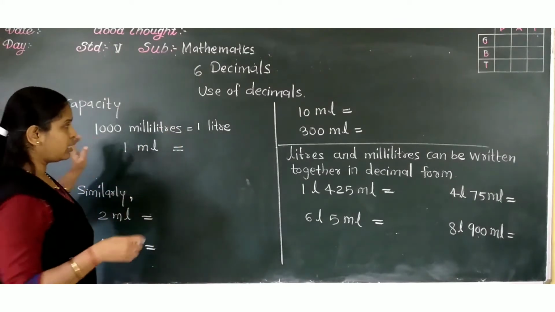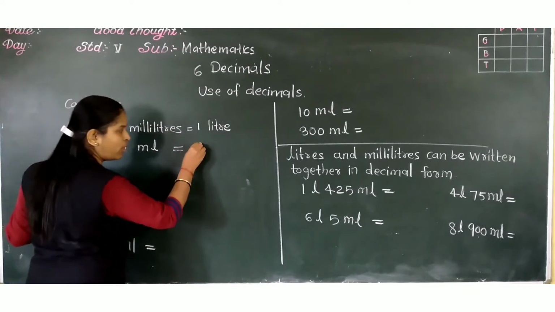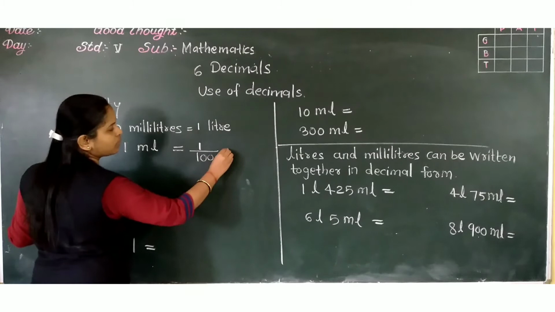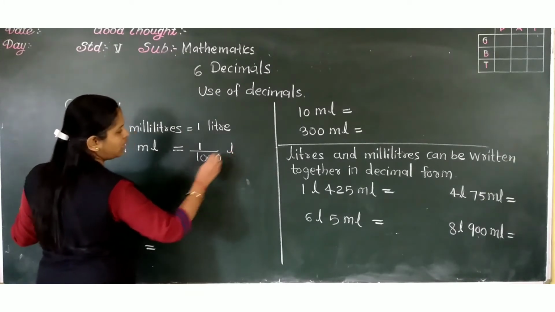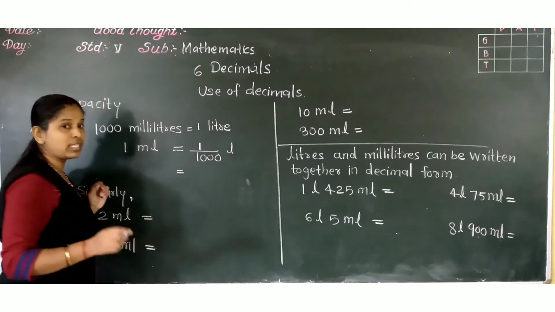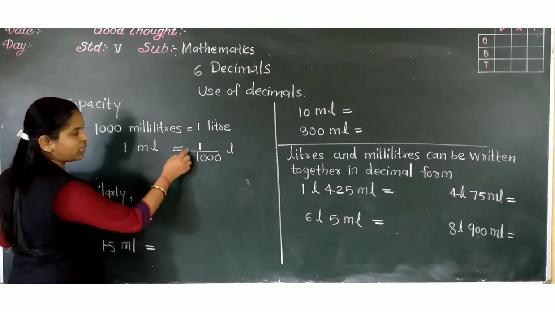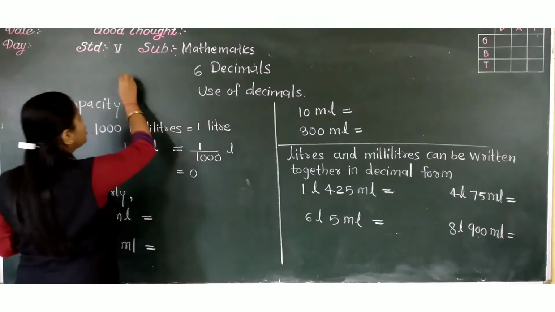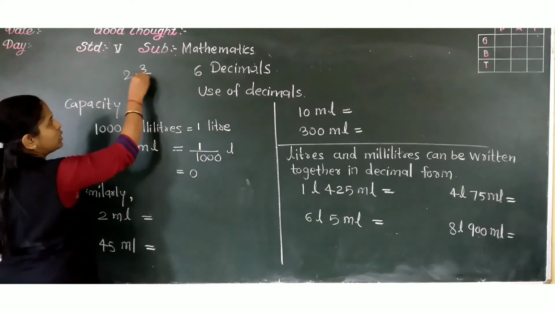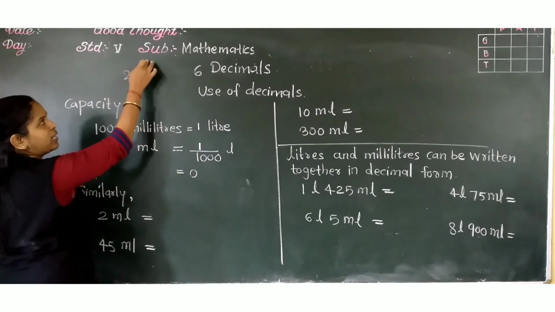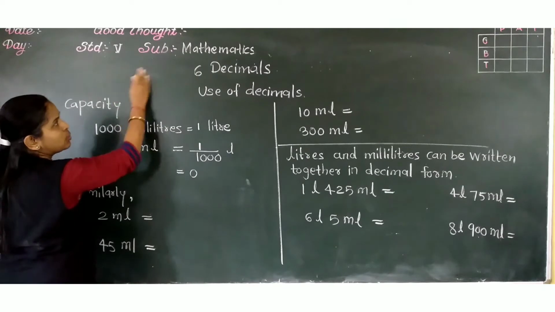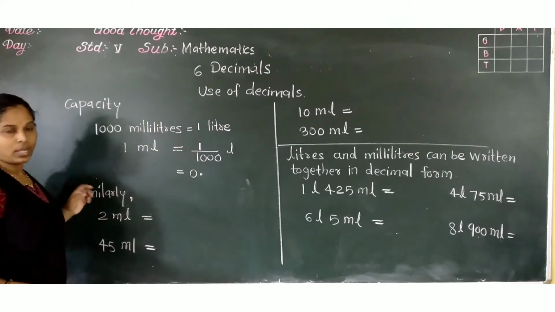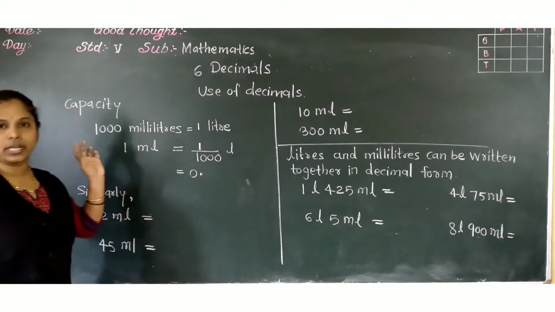So 1 ml is equal to how many liters? So what do we have to do? Divide 1 by 1000 liter, that is L. And how to write in decimal form? Whole part nothing is there, correct? Mixed fraction, suppose 2 and 3 upon 10. So this is whole part and this is fraction. So here whole part nothing is there. So 0 point. Now 1 divided by 1000.